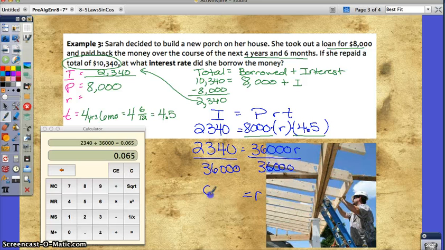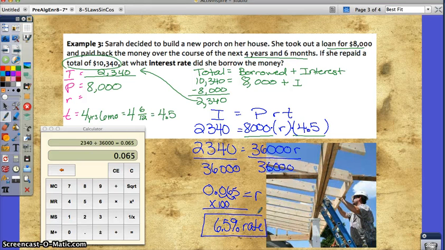And we get this decimal. So what percent would that be? Remember, you can multiply it by 100 to get the percent. That's just going to move the decimal point 2 to the right. So we'd have 6.5% rate.